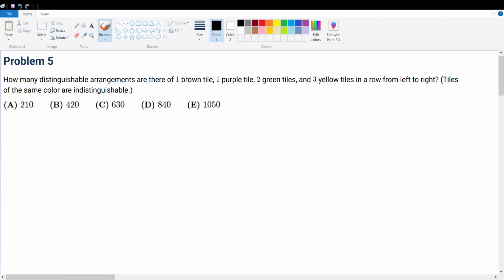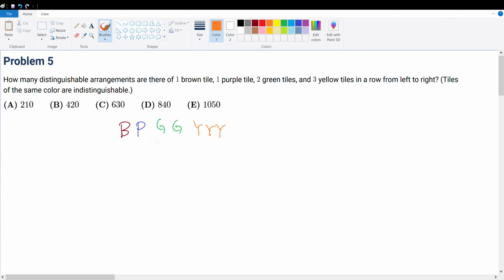Problem 5. How many distinguishable arrangements are there of one brown tile, one purple tile, two green tiles, and three yellow tiles in a row from left to right? For those who don't really understand what's going on here, let's give ourselves an example. We have one brown tile, one purple tile, two green tiles, and three yellow, but yellow is hard to see, so I'll just write three yellow right here, from left to right. We're trying to find how many distinguishable arrangements there are.